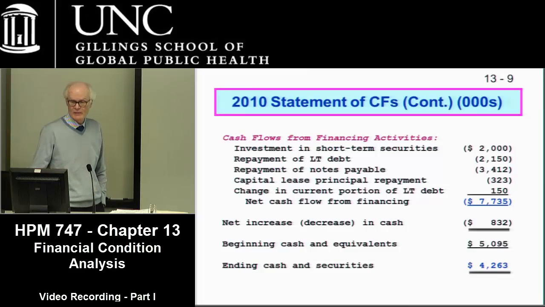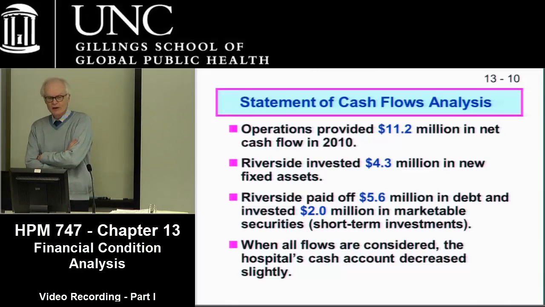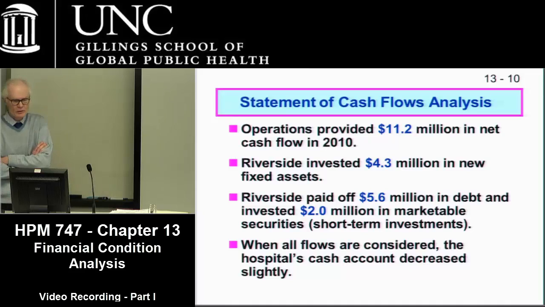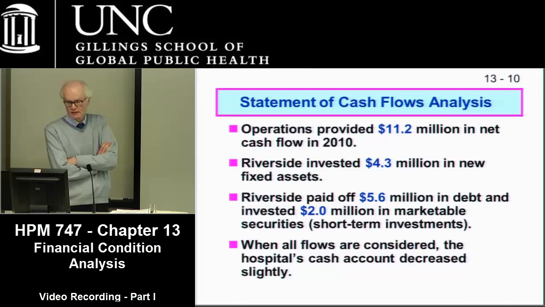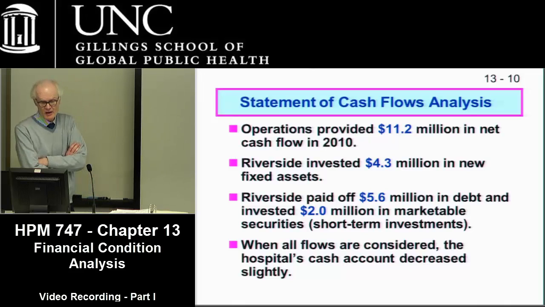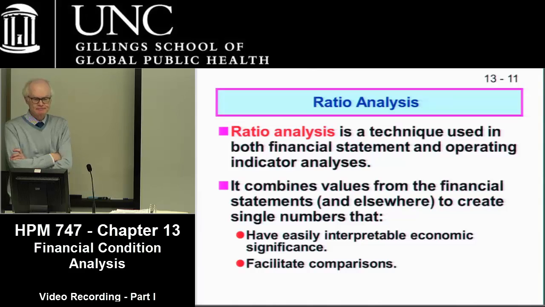So there's a lot of information on the statement of cash flows. The summary is that there's $11 million came in net cash flow, 4.3 of it went out the door and for fixed assets, 5.6 million in debt, marketable securities. When all that is added up, the cash flow went down a little bit. So that's the first statement. The statement of cash flows tells you a lot.